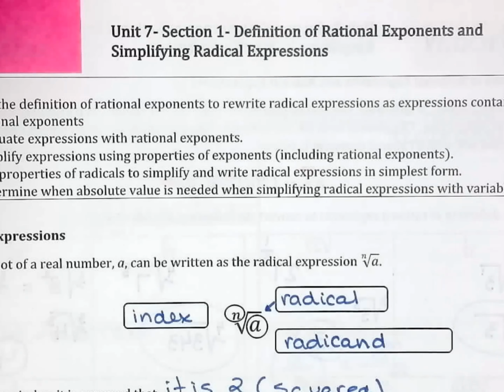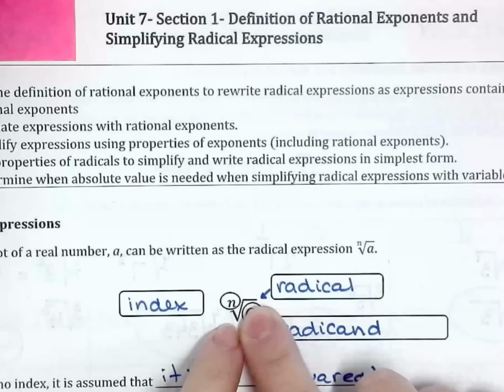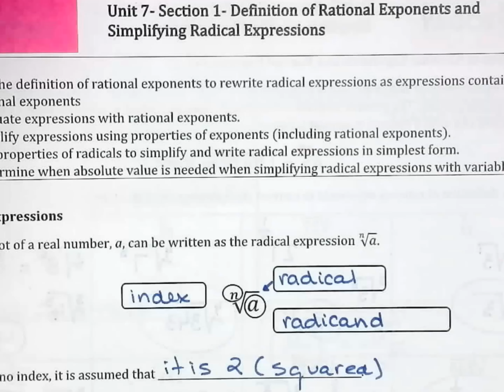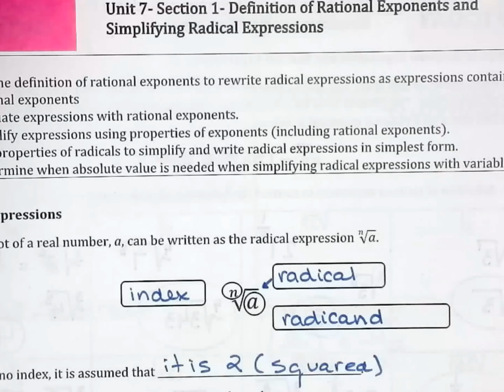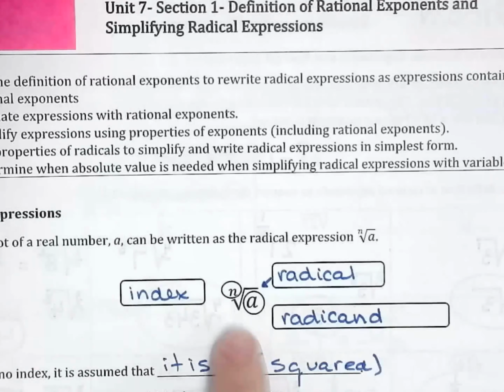Hi guys. Today we're going to go over Unit 7, which is over radicals and rational exponents, how you can go back and forth between the root and the exponent. And it's kind of a little tricky, but you've done this before back in Algebra 1. So just know the names.